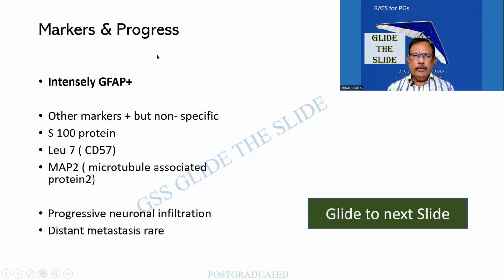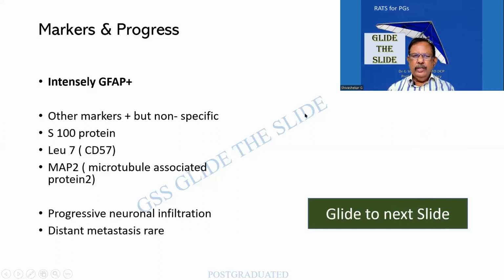The markers and the prognosis. It is intensely positive for GFAP. So the single marker that is dependable is GFAP. There are other markers, S100, LEU7, MAP2, etc., but they are all non-specific. There is progressive neuronal infiltration seen. Distant metastasis is quite rare.